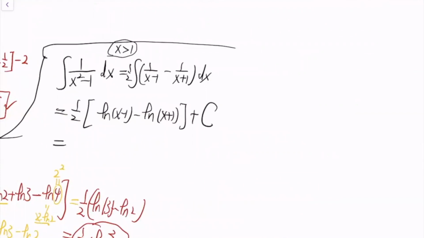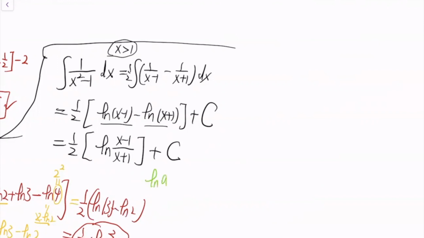And then we use the log properties. It's a log minus a log, so it gives log of x minus 1 over x plus 1, plus a constant. Here we use several properties of the log function. Log a plus log b is just log of a times b, and log a minus log b is just log of a over b.